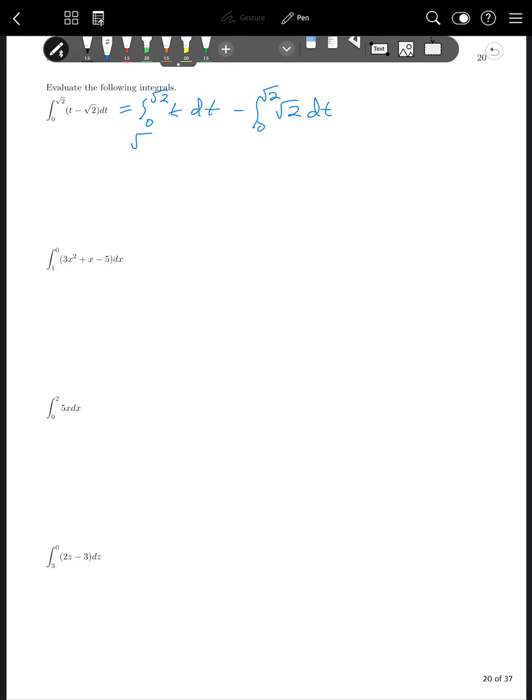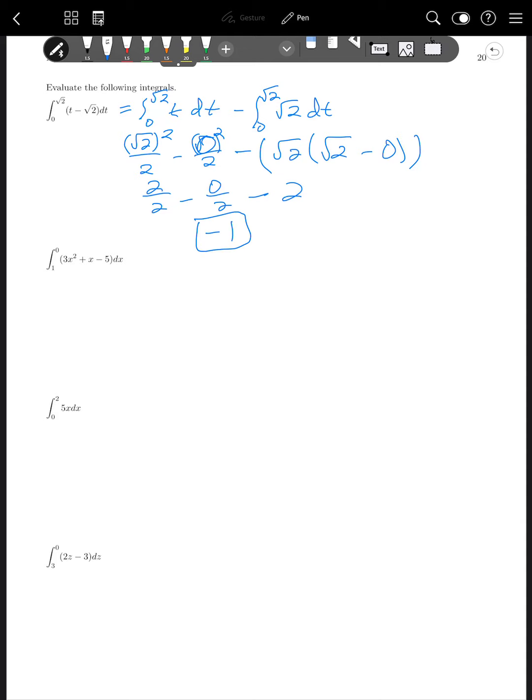So for this one, it's going to be the square root of 2 squared over 2 minus 0 squared over 2, minus the square root of 2 times b minus a, so the square root of 2 minus 0. So now we simplify. The square root of 2 squared is 2, so 2 over 2 minus 0 over 2 minus root 2 times root 2, which is 2. So this would be 1 minus 0 minus 2, which is negative 1. Okay, so that's the idea. That's what we're trying to do here.